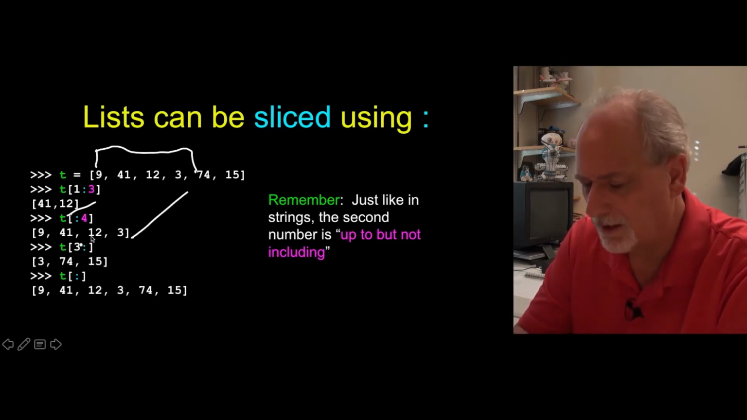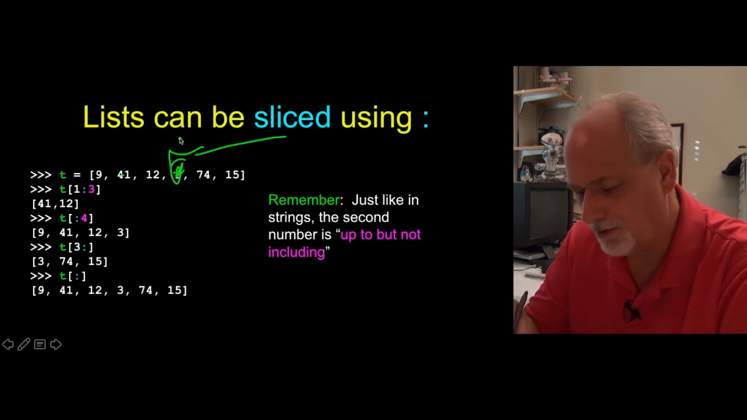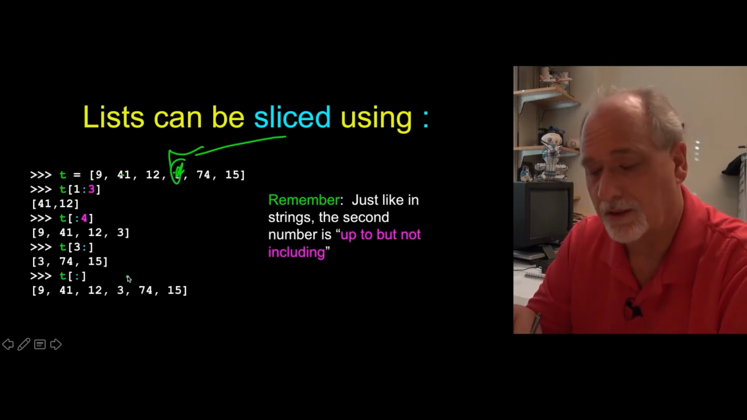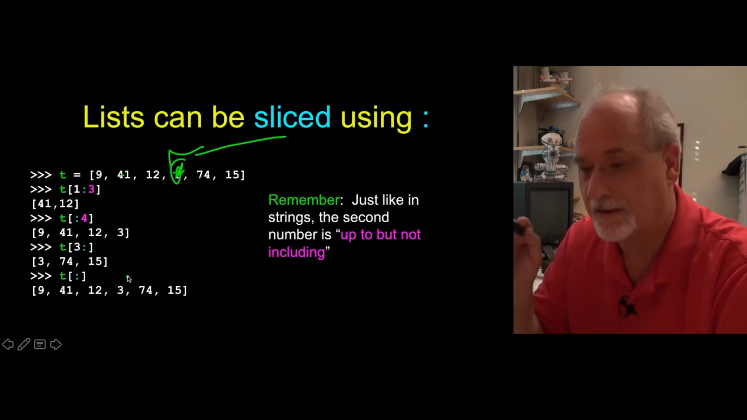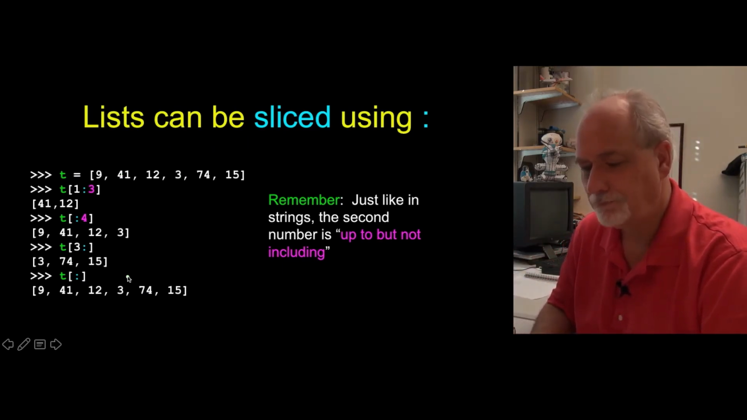We can say, start at the position 3, 0, 1, 2, 3. Start at position 3 and go to the end. Now the fact that the number 3 is in here is sort of irrelevant. 3 to the end is those 3 numbers. And then you can do the whole list with slicing as well. Again, these pretty much are the exact same examples I used when I was doing strings. They're pretty much the same.